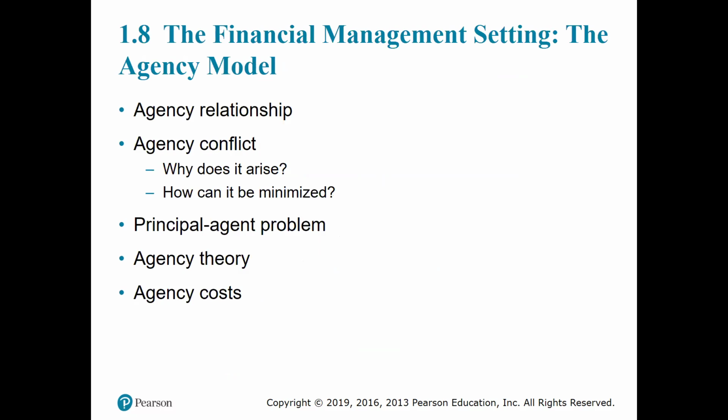Agency relationship, agency conflict: why does it arise and how can it be minimized? The agency problem exists between the shareholder and the financial manager, because shareholders are the ones who hire the manager. They want the manager to work in a way that is efficient for both the company and the shareholders. However, sometimes financial managers abuse it.